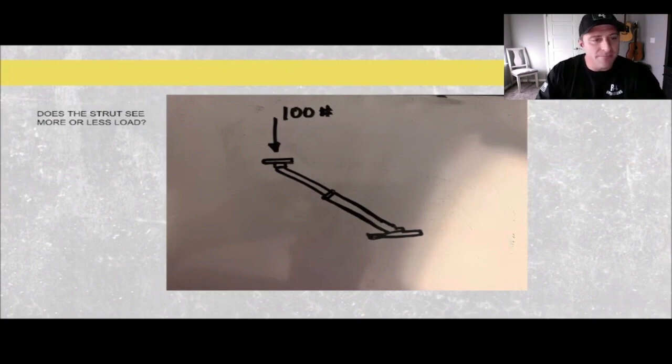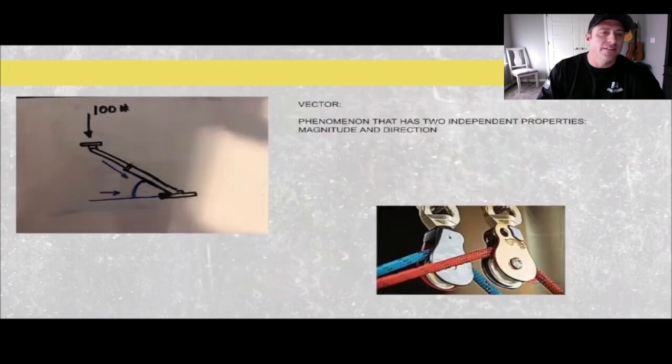A lot of the time, at this point where everybody's kind of catching on to strut forces, they'll say you'll see more load. Well, the question is why? Well, it's because we're creating a vector. And that vector is magnitude and direction. It's two properties: magnitude and direction.